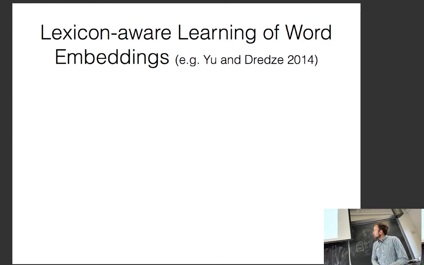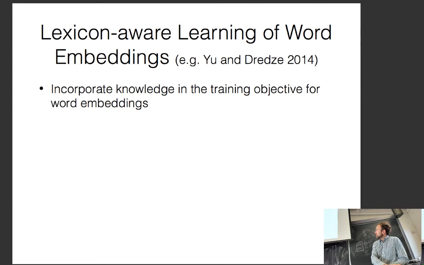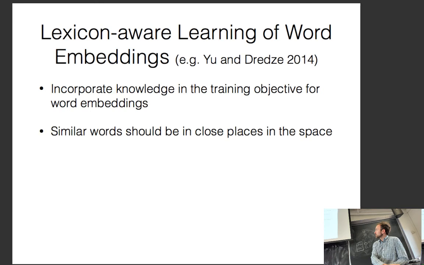And so one thing that people have done is lexicon-aware learning of word embeddings. So basically the idea is that we want to incorporate knowledge in the training objective of word embeddings. So similar words should be in close places in the space. Sorry, I thought I had an equation on this slide, but I didn't. But basically, you have a two-part training objective, where one part is the word2vec training objective, which is basically whether a word t is close to its context words, t minus 1.